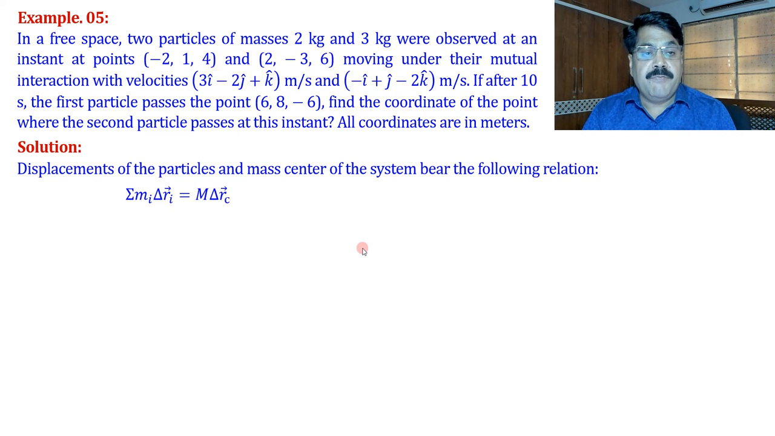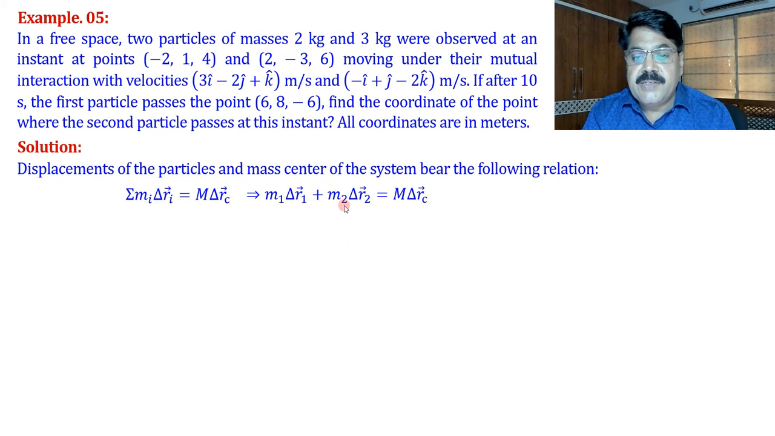In the previous problem, of course, I had taken a very simple problem. It was one-dimensional with a stationary mass center. But in the second problem, what am I doing? A three-dimensional problem with a moving mass center. So in the previous case this sum was a null vector, but here we'll get this one. So we have to substitute values according to this equation. So what do you get? M1 delta R1 vector plus M2 delta R2 vector is equal to capital M into delta R_c vector. 1 will be the particle of mass 2 kg, 2 stands for the particle of mass 3 kg, and capital M is 2 plus 3.